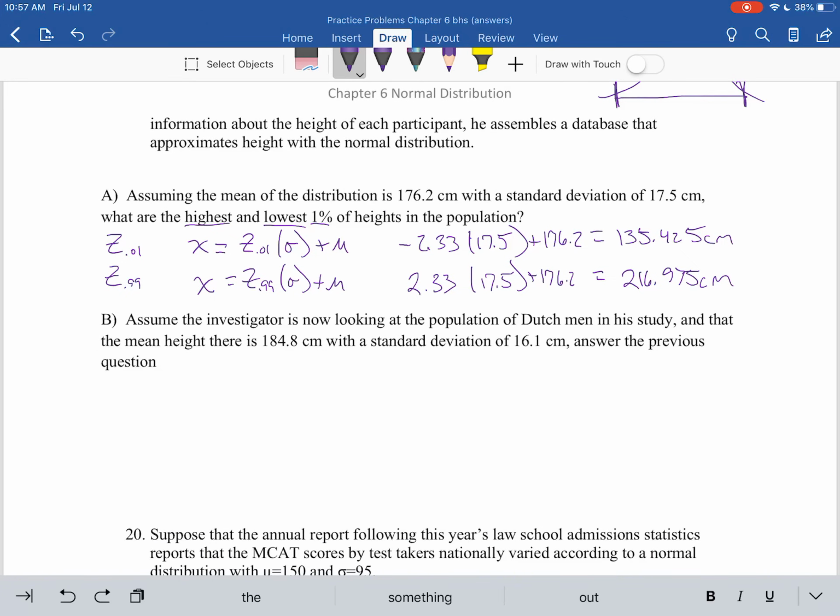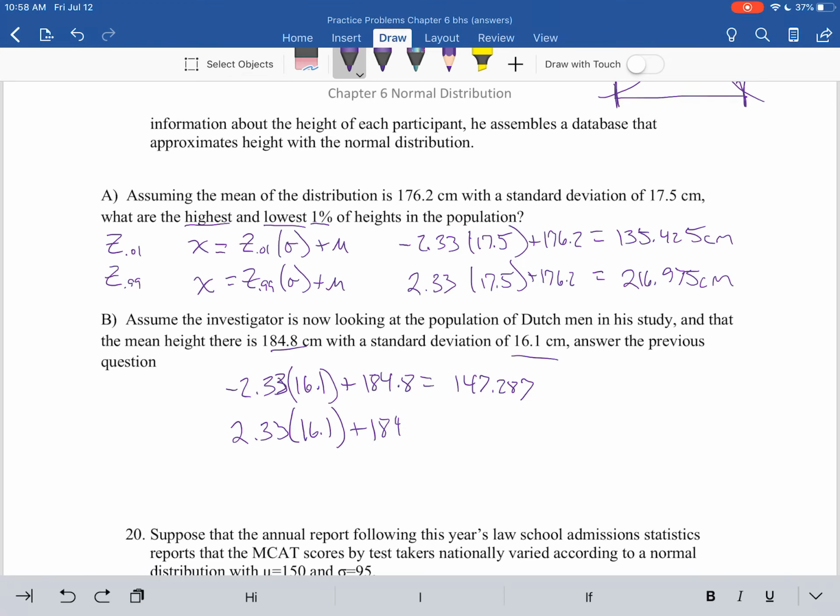Part B, all we're doing was just changing the mean and the standard deviation, but we're still using the same values of the lowest and highest 1%. So we're going to take negative 2.33 as our lowest value here, times our new standard deviation of 16.1, adding it to the mean of 184.8, and you get a value of 147.287. And positive 2.33 times 16.1 plus 184.8 equals 222.313 centimeters.